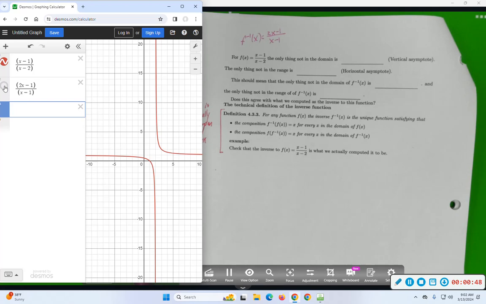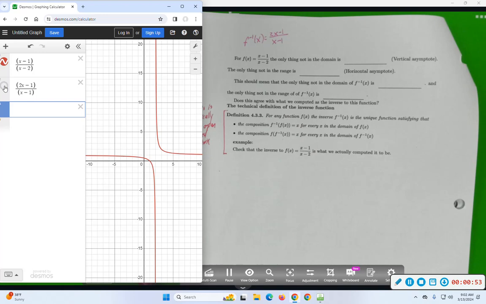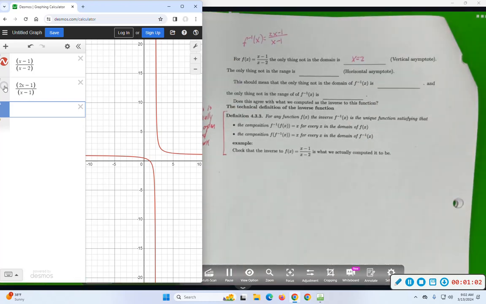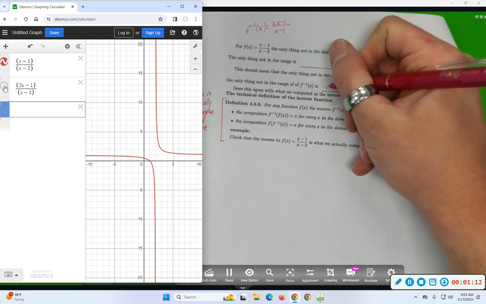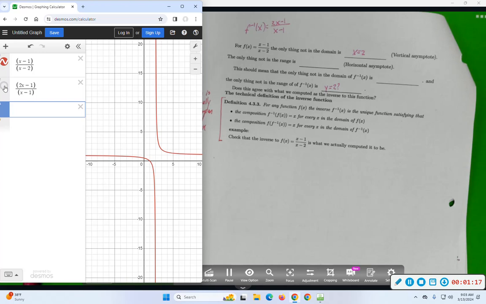Either by looking at that graph or by looking at this formula, what's the only thing not in the domain of that function? 2. Graphically, you can see that because there's a vertical asymptote. Algebraically, you can see it because you divide by 0 if you try to plug in x equals 2. So that means that ideally, the only thing not in the range of the inverse function should be y equals 2. And I'm going to put a question mark there for now to see if the graph seems to hold up. So there's the graph of the inverse function.